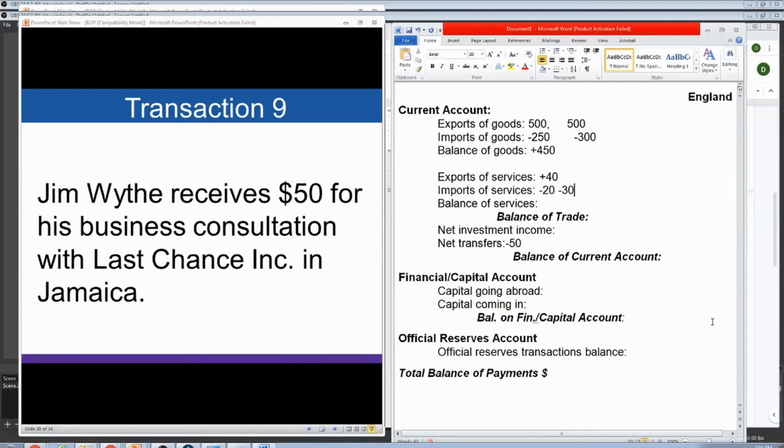All right, so we get the Jim White, which is export of services. Okay, so in services, we'll have a plus 50. Put that in. All right, and we have that.